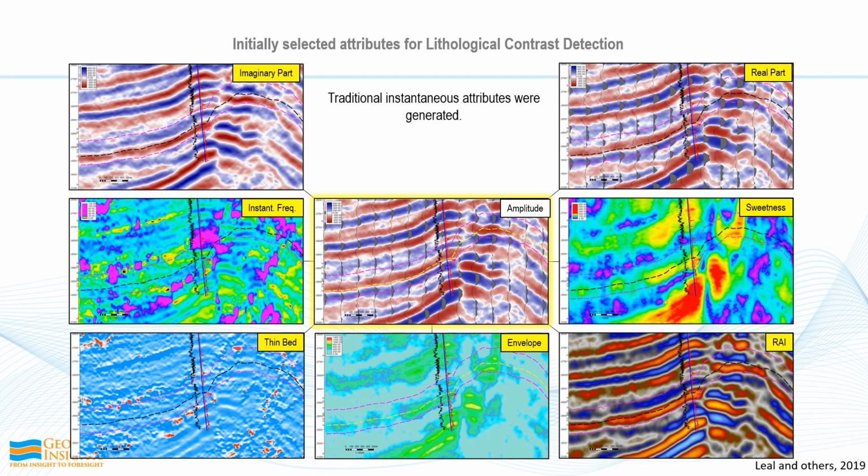So step 2 in the workflow is to generate instantaneous attributes that you think will be potentially significant in solving the geologic problem here, which is to identify the reservoir sands. So they initially generated 8 instantaneous attributes shown here that they thought had the potential to work well in the SOM. So we have the imaginary part, or the Hilbert transform, instantaneous frequency, thin bed indicator, amplitude from the original volume, envelope, relative acoustic impedance, sweetness, and the real part of the amplitude trace.